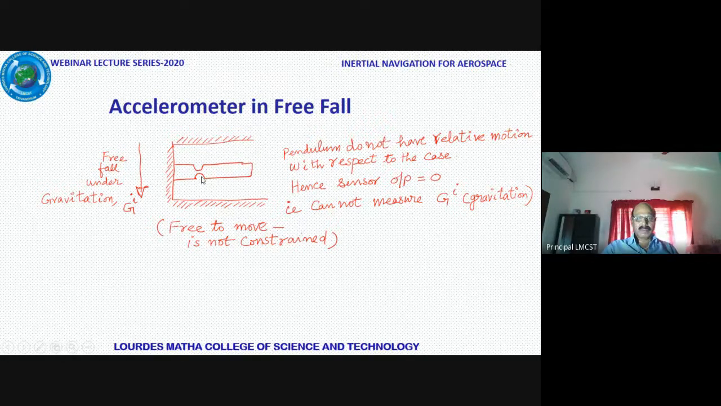Now, even though it looks simple here, this is a point of understanding to talk about an accelerated frame, how you feel and all that. So the point here is the pendulum does not have relative motion with respect to the case, and therefore its output will be 0. What effectively it means is it cannot measure this gravitation under which this fellow is getting accelerated. That is the point.